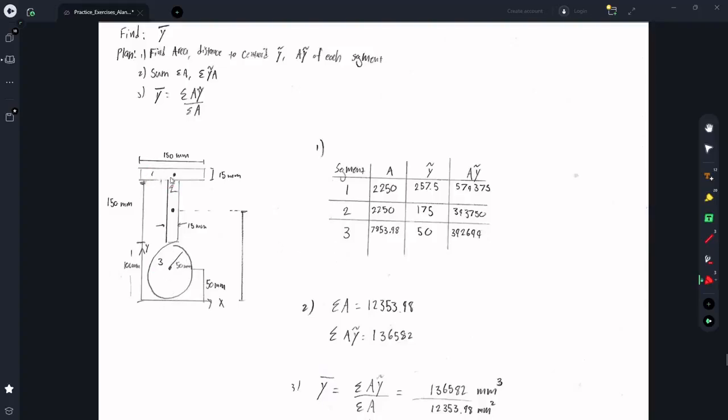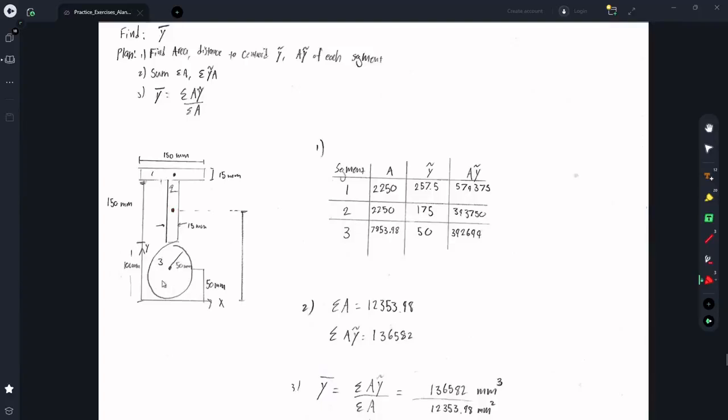So segment 1 has an area of 150 times 15, which is 2250. Its centroid is going to be right here in the middle, which is 100 plus 150 plus 15 over 2, which is 257.5. Multiplying them together, we get this. For segment 2, its area is also going to be 150 times 15, 2250. Its centroid also acts in the middle since it's a rectangle, so that's going to be 100 plus 150 over 2, which is 175. Multiplying the two, we get this insanely large number.